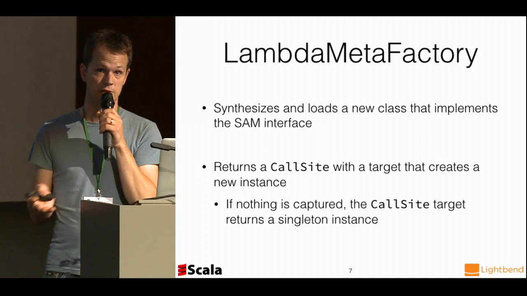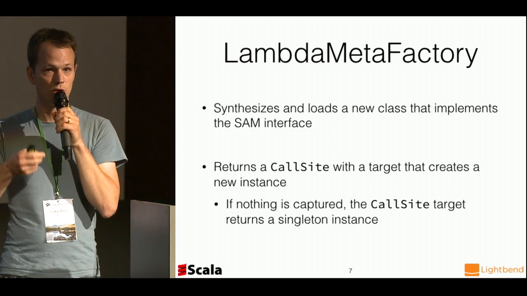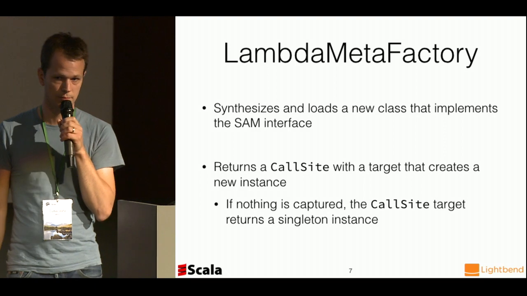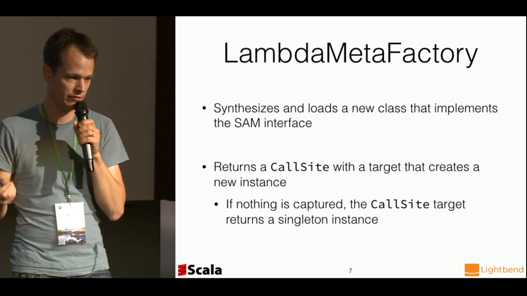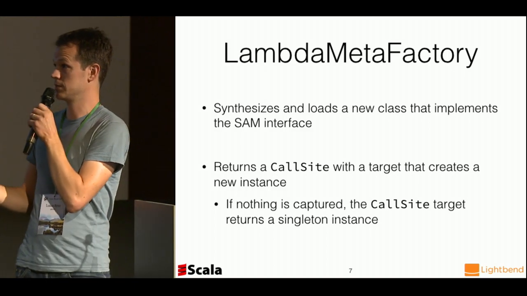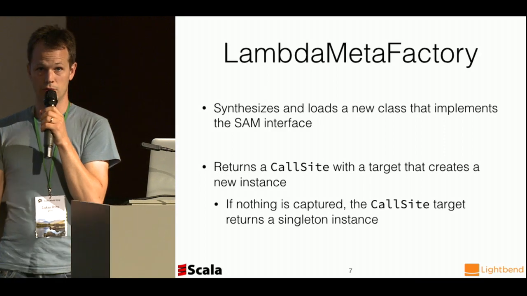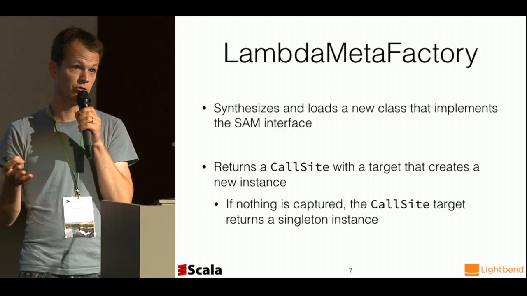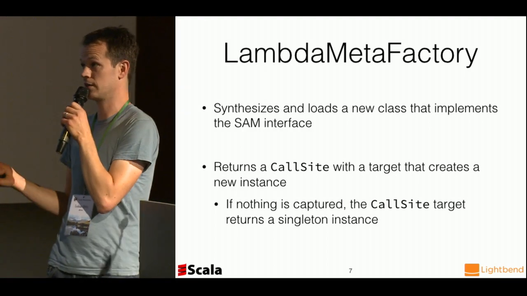So if a Lambda doesn't capture any values, then we can always reuse the same object, because every Lambda will have exactly the same behavior. So there's a built-in optimization in Lambda meta factory. If there's no captured values, you will always get the same Lambda instance. That's an improvement over Scala 2.11, where we don't do this kind of hoisting. So we get that for free.